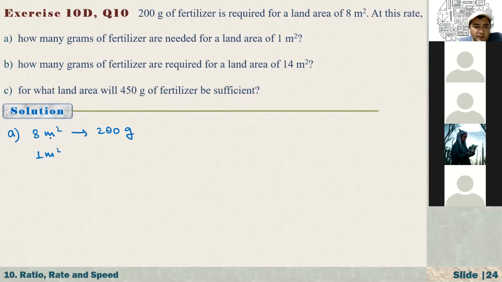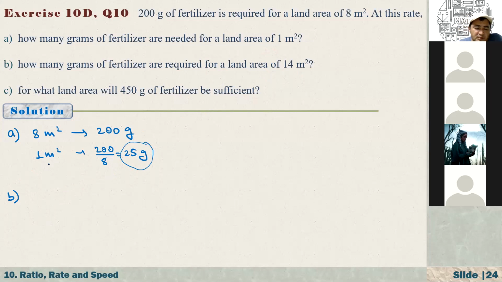For 1 meter squared, we should just divide both sides by 8. So it is 200 over 8. That's equal to 25 grams. So we need 25 grams of this fertilizer for the land area of 1 square meter. And how about question B? How many grams of fertilizer are required for a land area of 14?